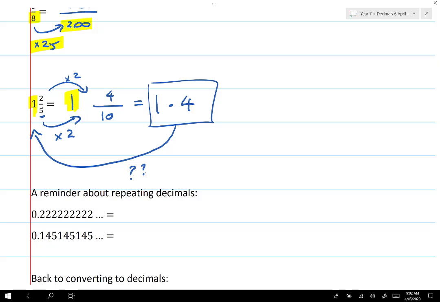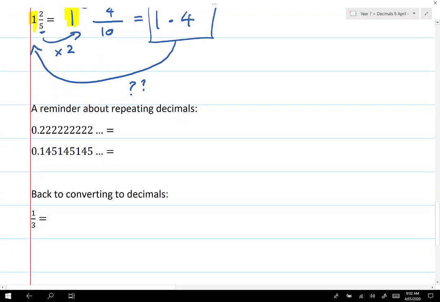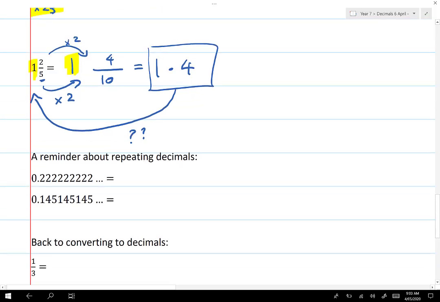So I need to just quickly talk to you about repeating decimals now, and particularly the notation. So this thing here means it's 0.2, and the 2's go on forever. So you just keep writing 2's forever. So these are repeating decimals, as opposed to these ones up here, which are terminating. So the quickest way to do this is to just put a dot over the top of any number that repeats.